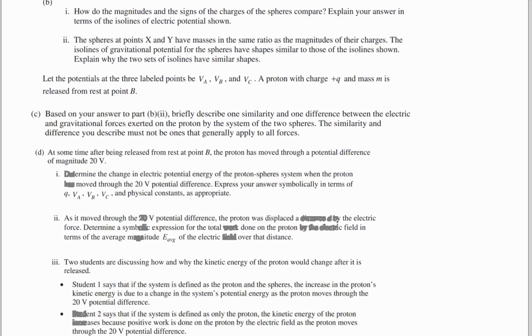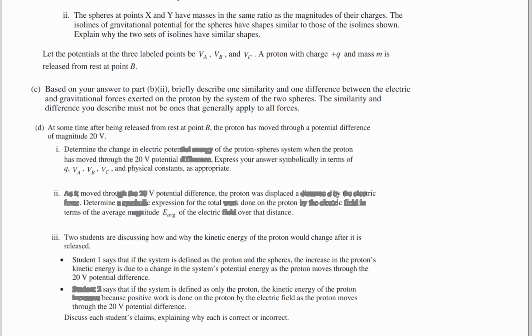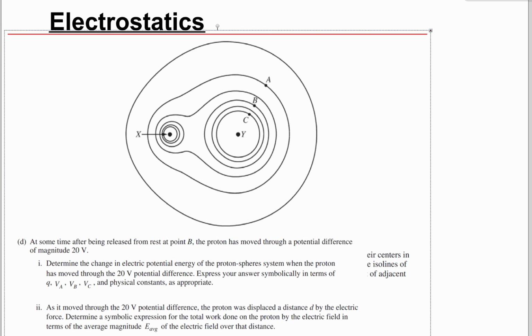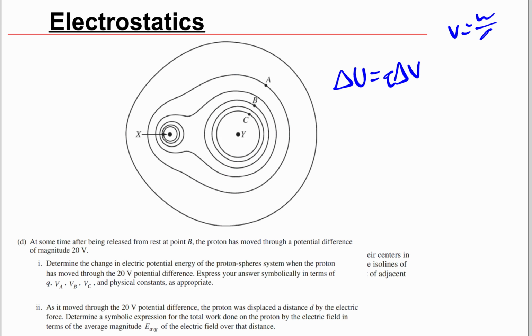Okay, part D. At some time after being released from rest at point B, the proton has moved through a potential difference of 20 volts. Determine the change in electric potential energy of the proton-spheres system when the system has moved through the 20 volt potential difference. So it's delta U equals Q delta V, which is also V equals W over Q. So the change in potential energy is Q, the charge on a proton, 1.6 times 10 to the negative 19 coulombs, times delta V, 20 volts.